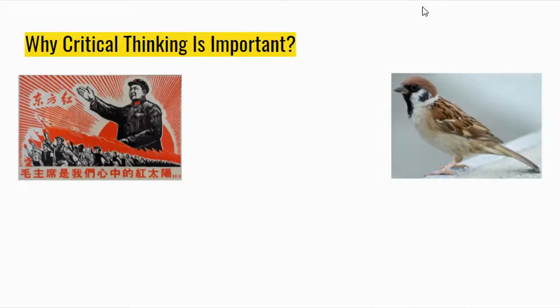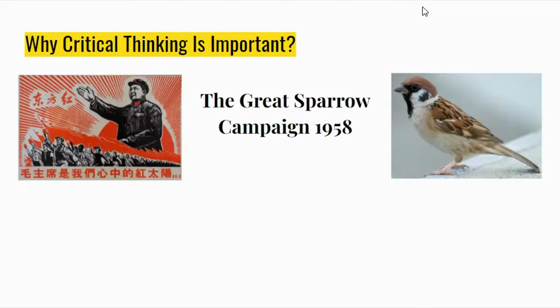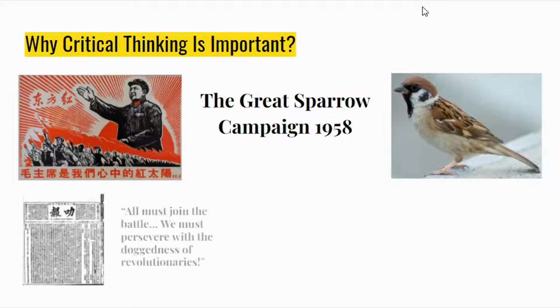So in 1958, they launched the Great Sparrow Campaign. And this was supported by the newspapers. This is an example from the Peking Daily, encouraging everyone to join in. Everyone must join the battle. We must persevere with the doggedness of revolutionaries.